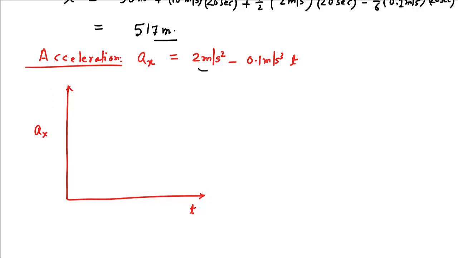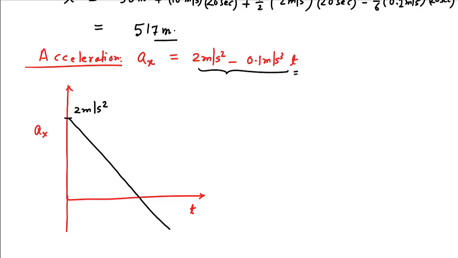How will this graph look? This is the equation of a line, and when t equals 0, what is the acceleration? 2 meter per second square. If you plug t equals 0 into this expression, acceleration is simply 2 meter per second square. And this is a straight line, it will go something like this. We can show the negative y-axis also. So this is the acceleration.